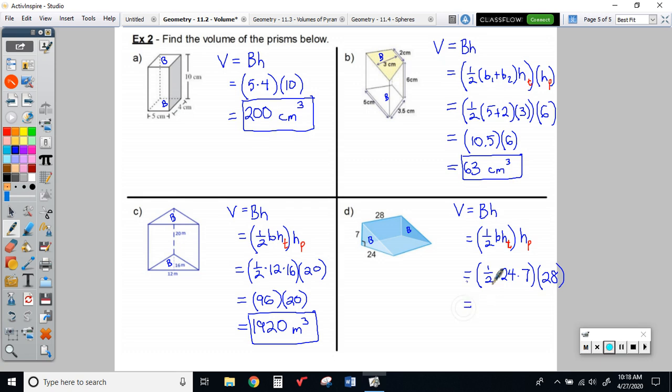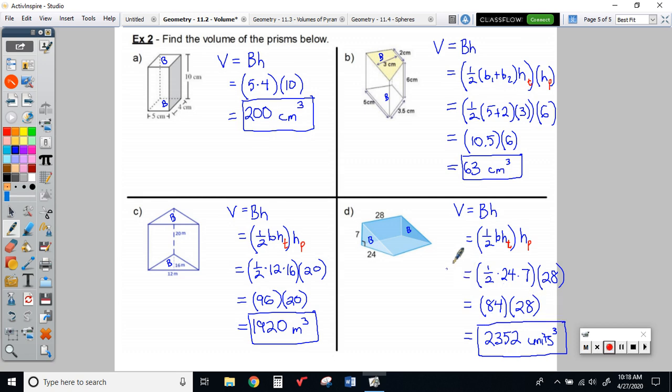So it looks like I've got half of 24 is 12. 12 times 7 is 84. And then that times 28, you can use a calculator for that to get you 2,352. No units included in this one, so if you left them out, I'd be okay with that. But if you're going to write in units, write the word units and then put cubed after that.